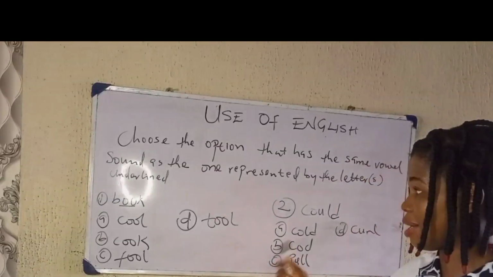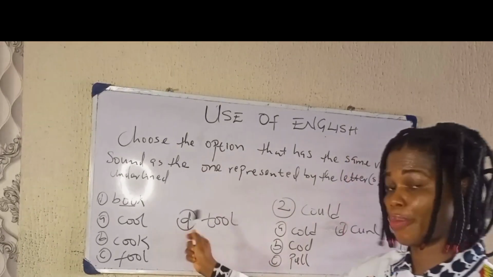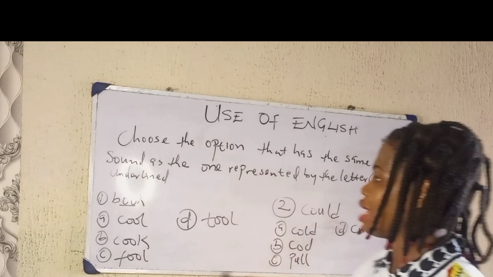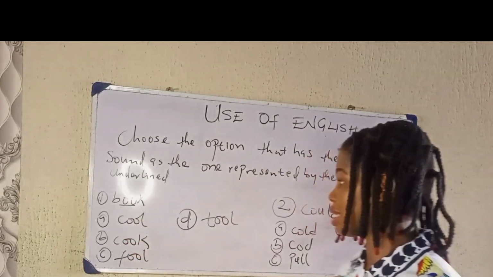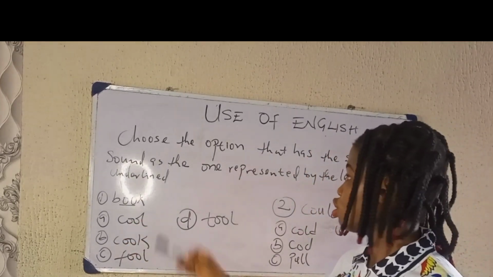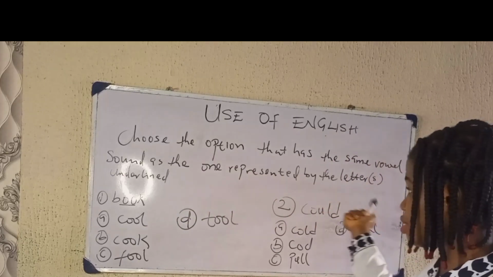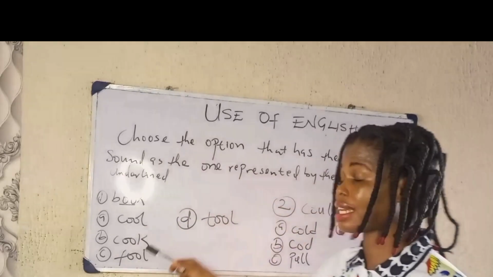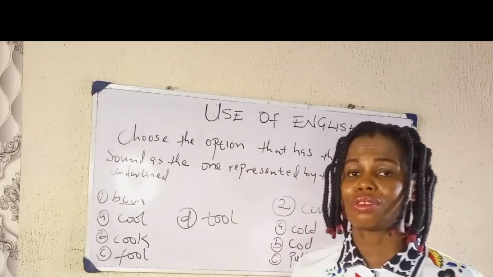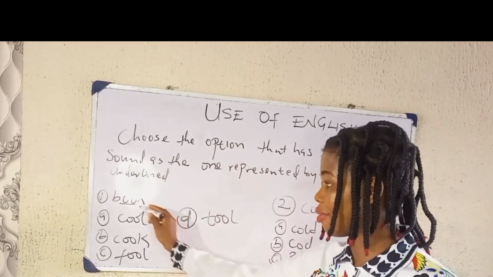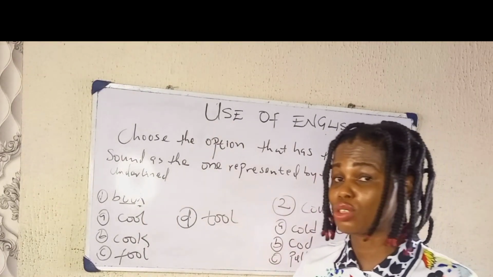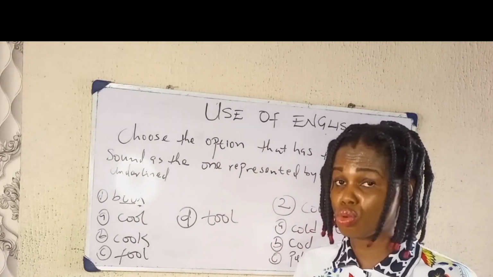So let's look at this question. This one is from JAMB past questions and this is from WASSCE past questions. Here we have book. Choose the option that has the same vowel sound as the one represented by the letter or letters underlined. We have book. This word ends with the letter k, so it's going to have the short o sound.